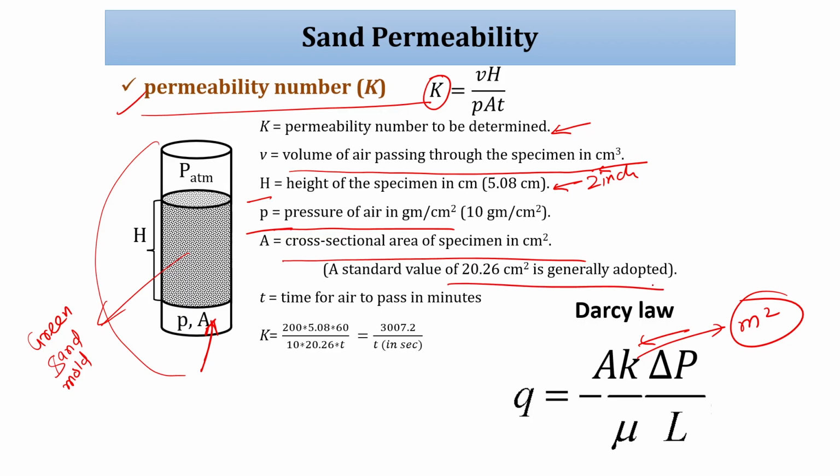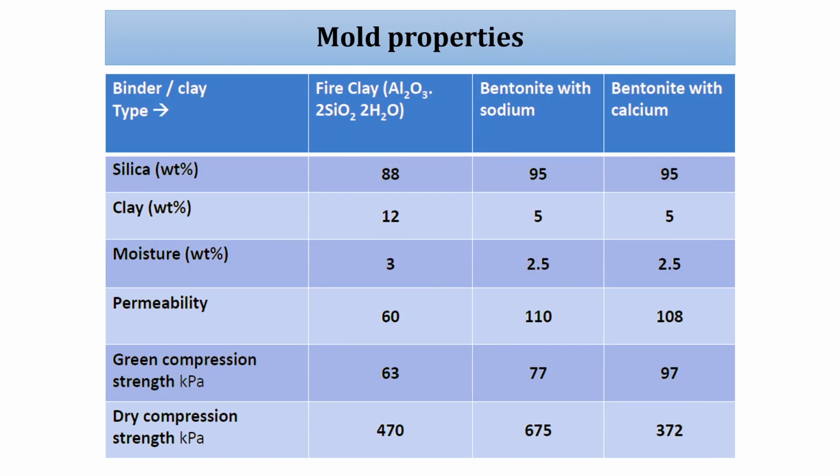generally we take a standard sample like this, and T is time, how much time you are allowing the gas to pass. Based on this you can put in this formula and you get a number. This is called the permeability number, and it can be linked by Darcy law, which is similar. This is velocity in meter per second, equal to minus K A del P by mu L.